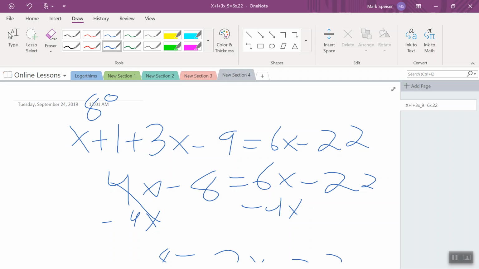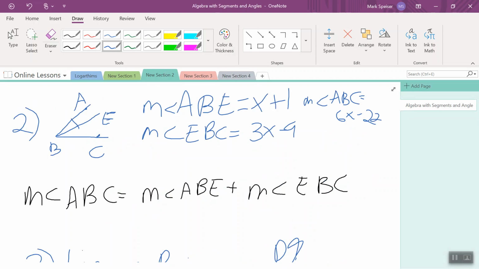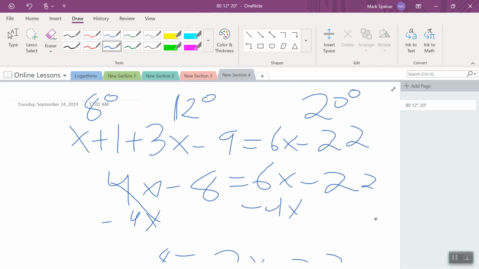So 3 times 7 is 21. 21 take away 9 is 12 degrees. So together the whole measure is 20 degrees. Big warning, it's not drawn to scale. It's just an illustration to help you do the problem. So go back, copy anything down if you like to.